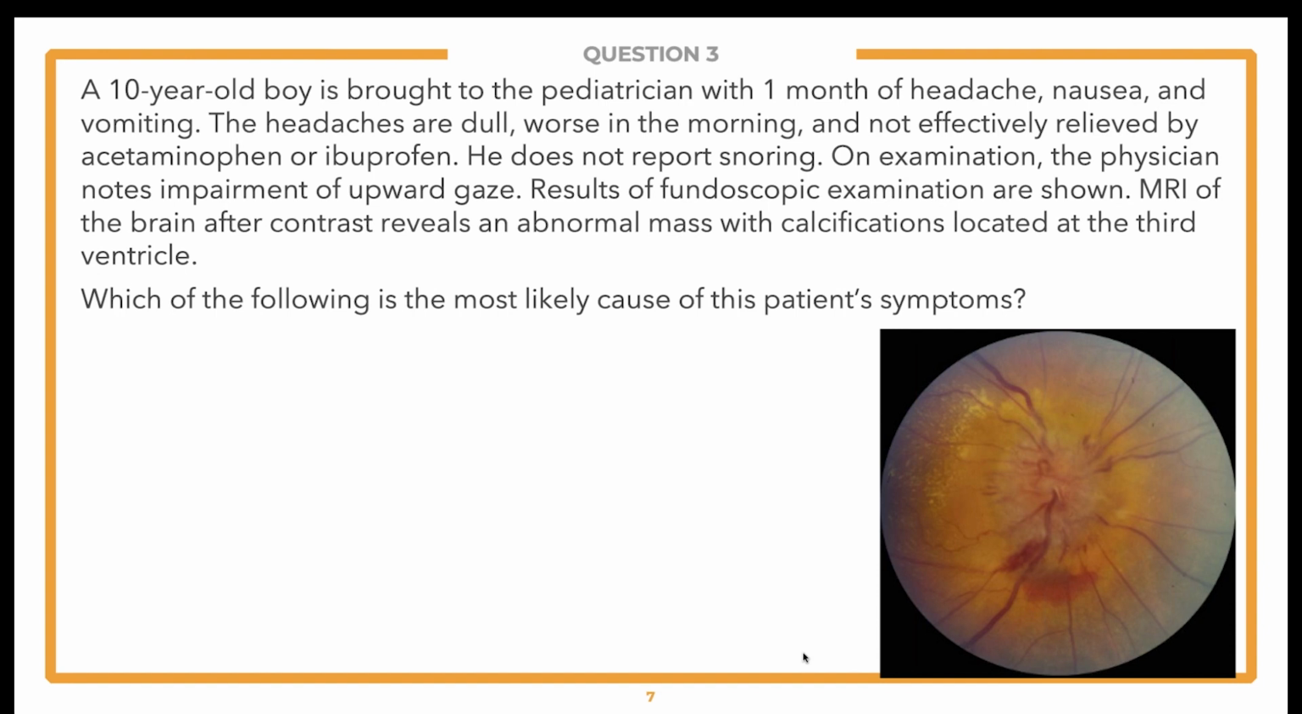So the vignette is the case, and let's read that together. A 10-year-old boy is brought to the pediatrician with 1 month of headache, nausea, and vomiting. The headaches are dull, worse in the morning, and not effectively relieved by acetaminophen or ibuprofen. He does not report snoring. On examination, the physician notes impairment of upward gaze. Results of fundoscopic examination are shown. MRI of the brain after contrast reveals an abnormal mass with calcifications located at the third ventricle. So again, we read that lead-in. Which of the following is the most likely cause of this patient's symptoms?